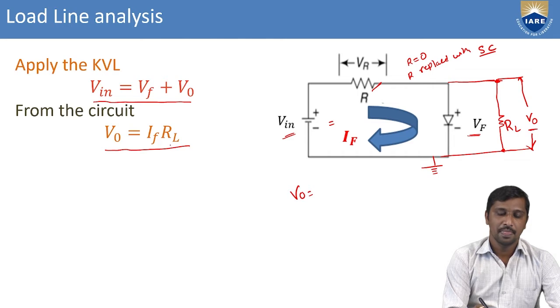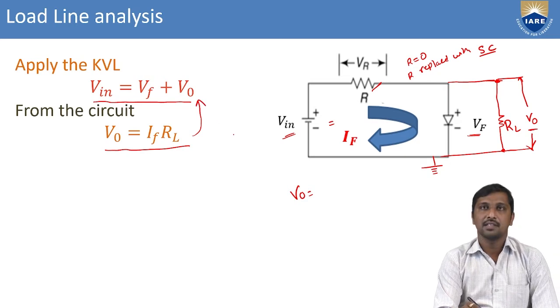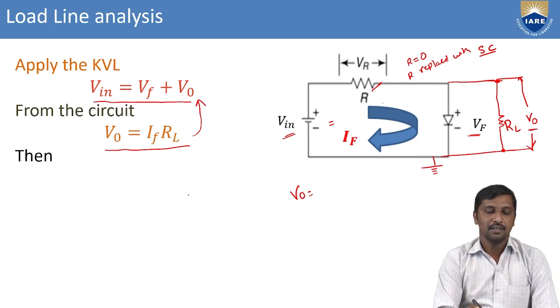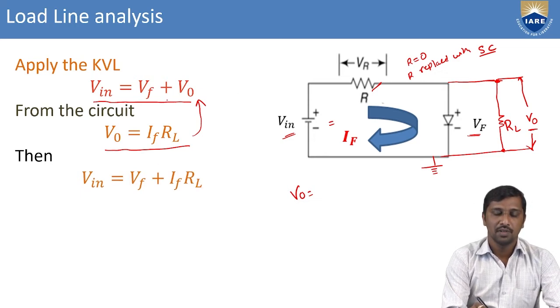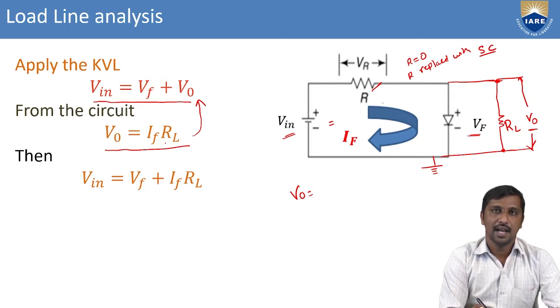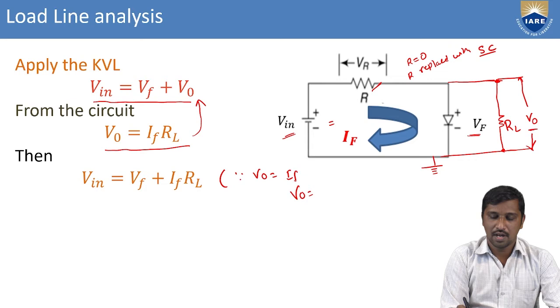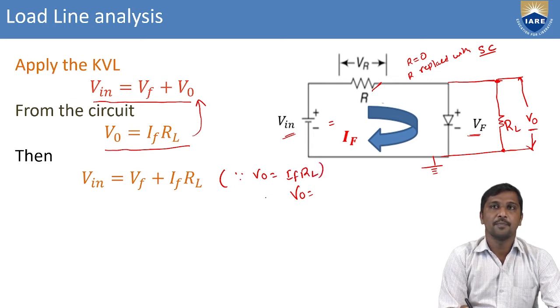Now we can substitute this output voltage expression into the earlier expression. What is our first expression? Vin is equal to the summation of the diode forward voltage and the output voltage. Since the output voltage is represented as IF into RL, Vin becomes VF plus IF into RL. Here we are replacing V naught with IF into RL.